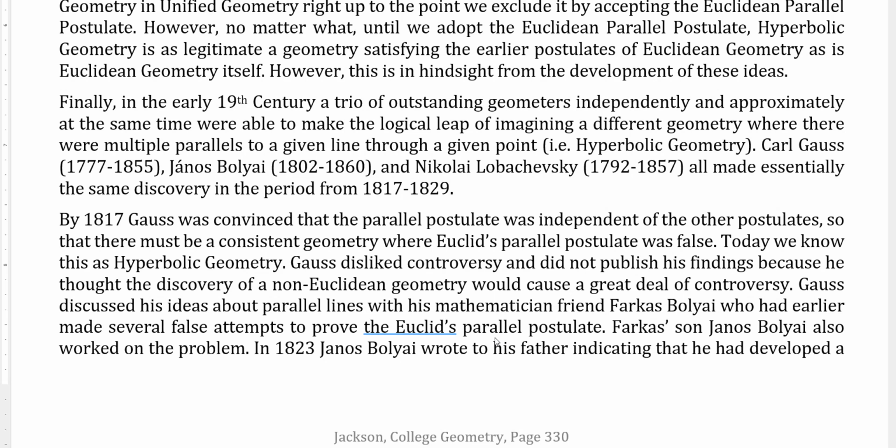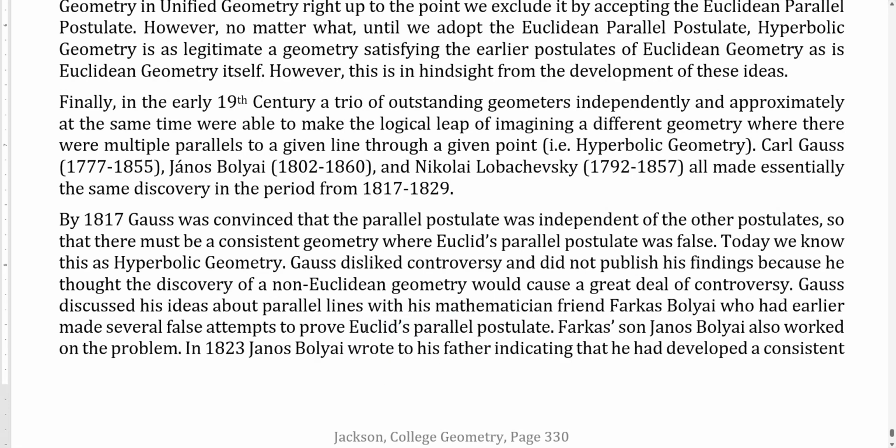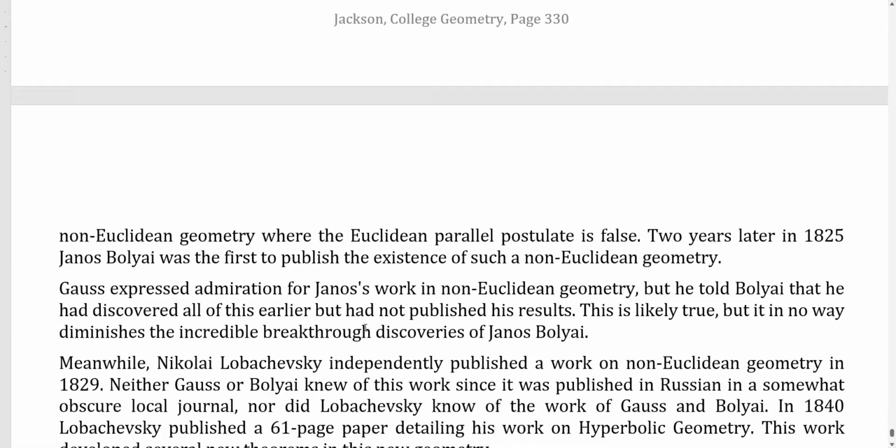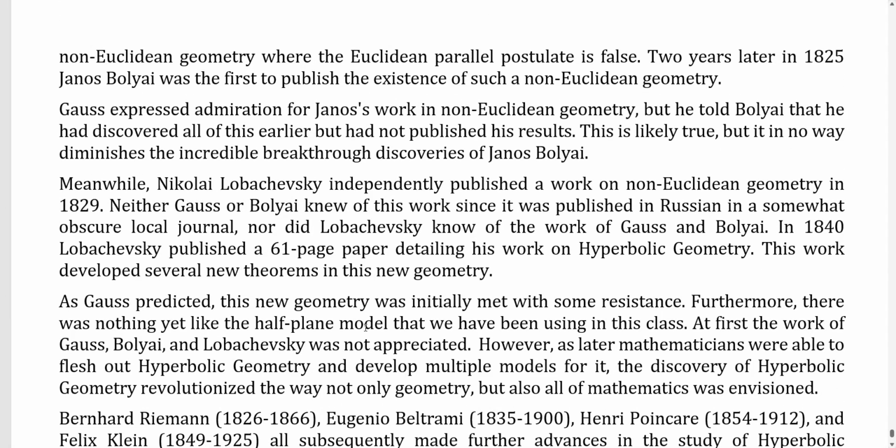Gauss discussed his ideas about parallel lines with his mathematician friend Farkas Bolyai, who had earlier made several false attempts to prove Euclid's parallel postulate. Farkas's son, Janos, also worked on the problem. In 1823, Janos wrote to his father indicating that he had developed a consistent non-Euclidean geometry where the Euclidean parallel postulate is false. Two years later, in 1825, Janos Bolyai was the first to publish the existence of such a non-Euclidean geometry.